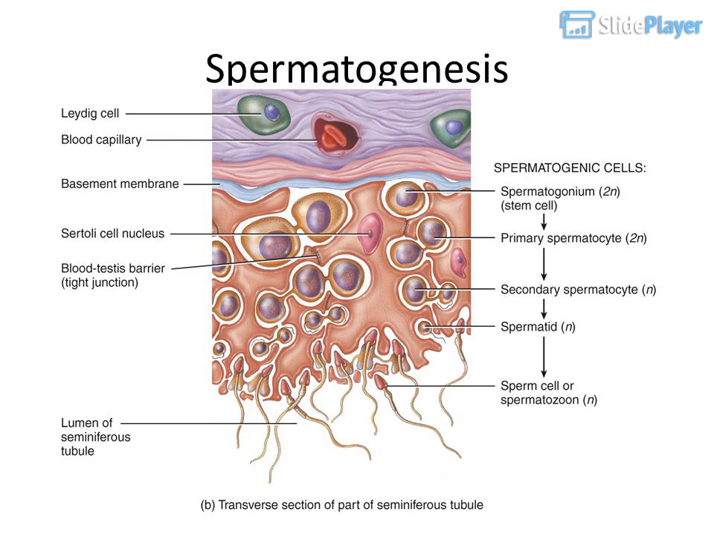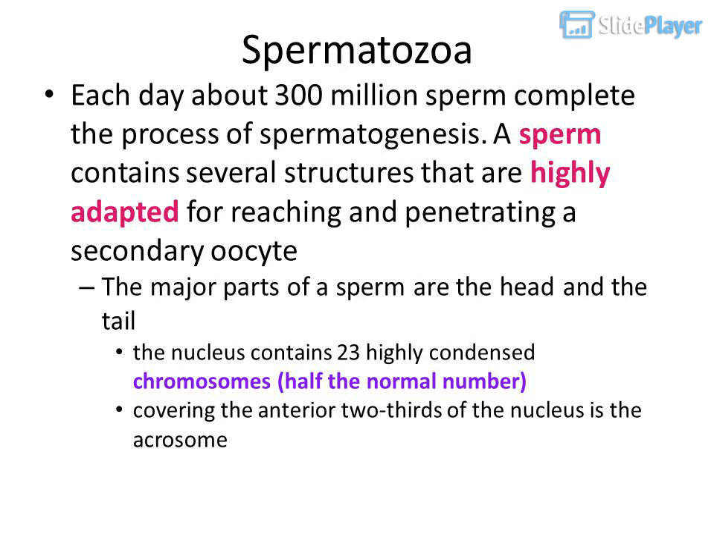Spermatogenesis. Spermatogonium to primary spermatocytes is mitosis. Meiosis takes a 2N primary spermatocyte to a 1N spermatid. Spermatozoa. Each day about 300 million sperm complete the process of spermatogenesis.